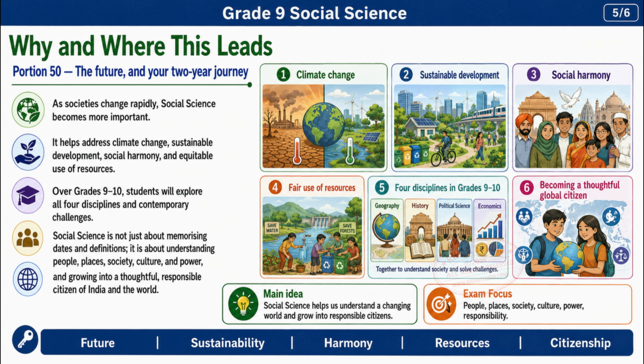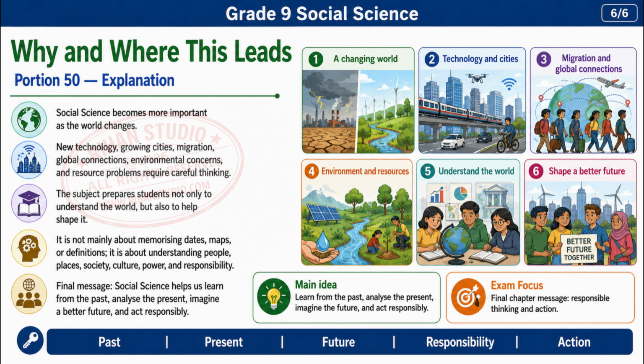Explanation. The closing message is that social science becomes more important as the world changes. New technologies, expanding cities, migration, global connections, environmental concerns, and resource problems all require careful thinking. The subject prepares students not only to understand the world, but also to take part in shaping it. It is not mainly about memorizing dates, maps, or definitions. It is about understanding people, places, society, culture, power, and responsibility.